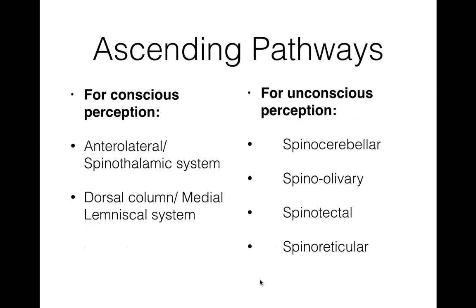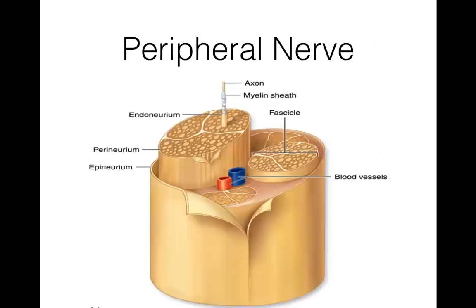So we can divide those ascending pathways as either conscious or unconscious. The conscious pathways include the spinothalamic system, as well as the dorsal column or the medial lemniscal system. For unconscious perception, the ascending pathways include spinocerebellar, spinoolivary, spinotectal, and spinoreticular.